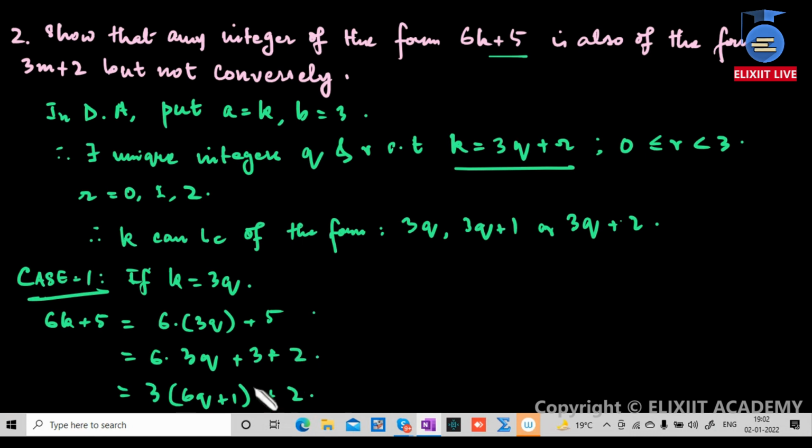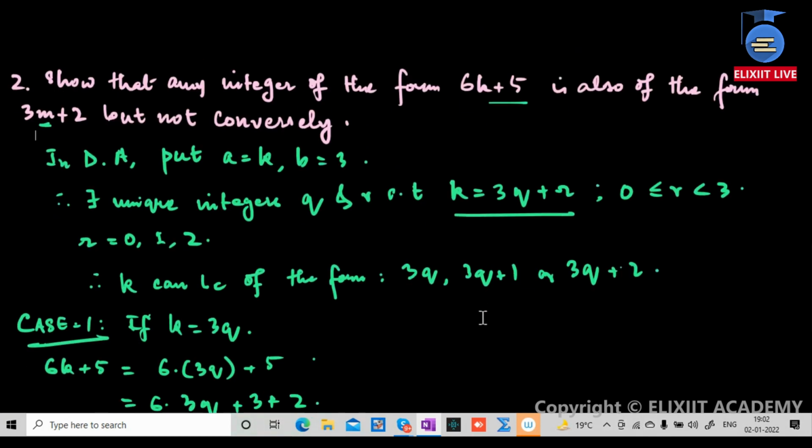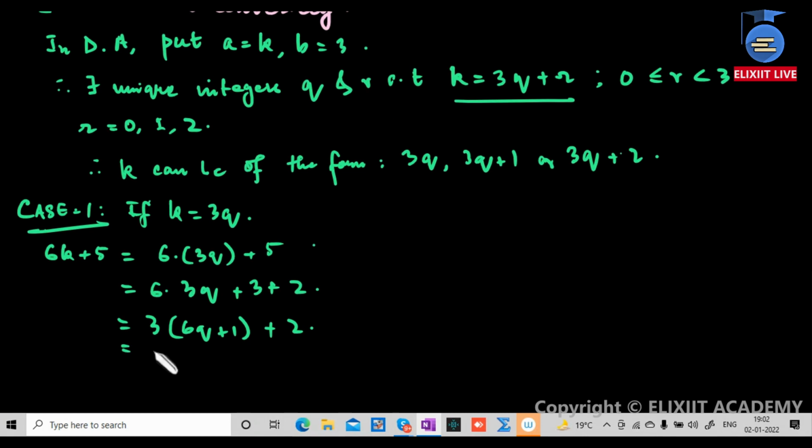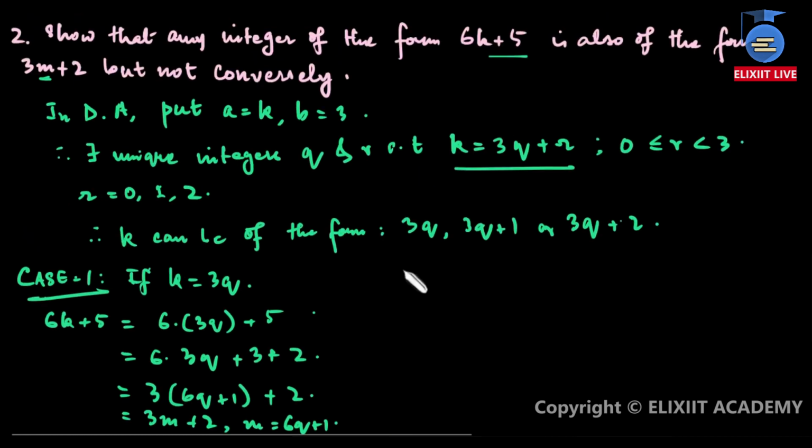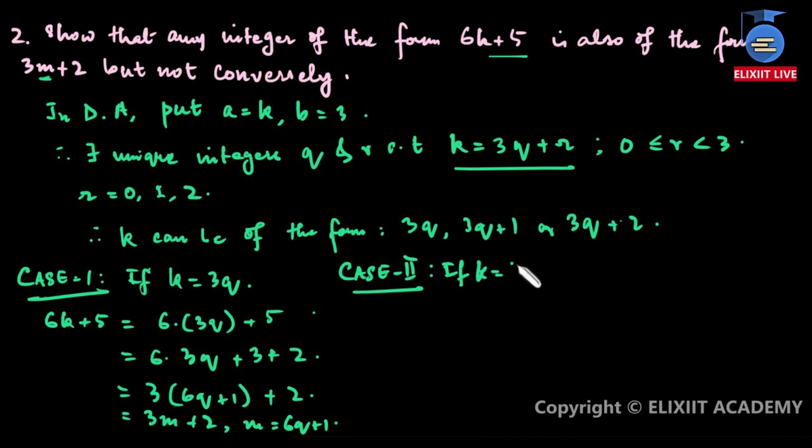So we have 3m plus 2, where 6q plus 1 is an integer only, some integer. M is an integer in this case. So this is of the form 3m plus 2, where m is equal to 6q plus 1. This is already of the form 3m plus 2. Clear? Similarly, case 2. You all can try out case 2. What happens if k is equal to 3q plus 1? Simply once again check.